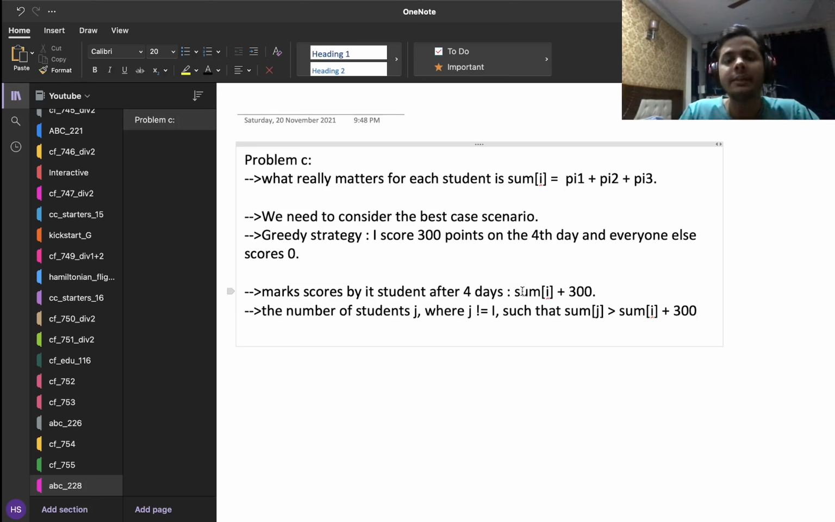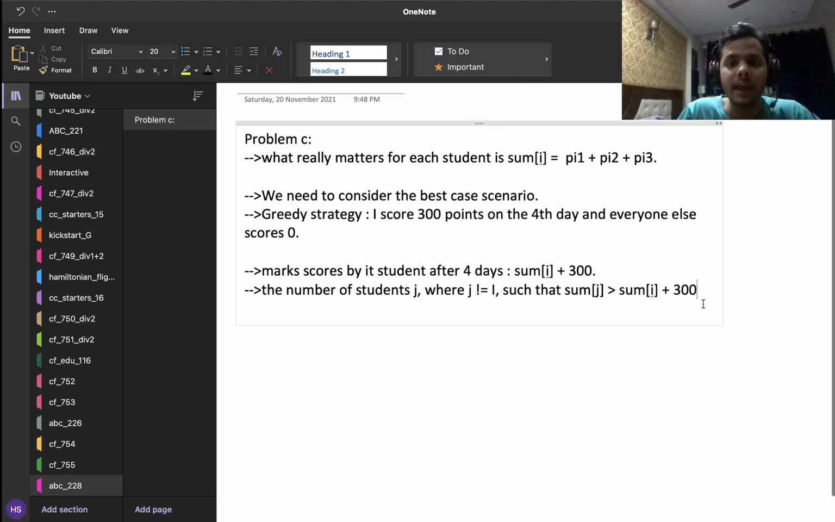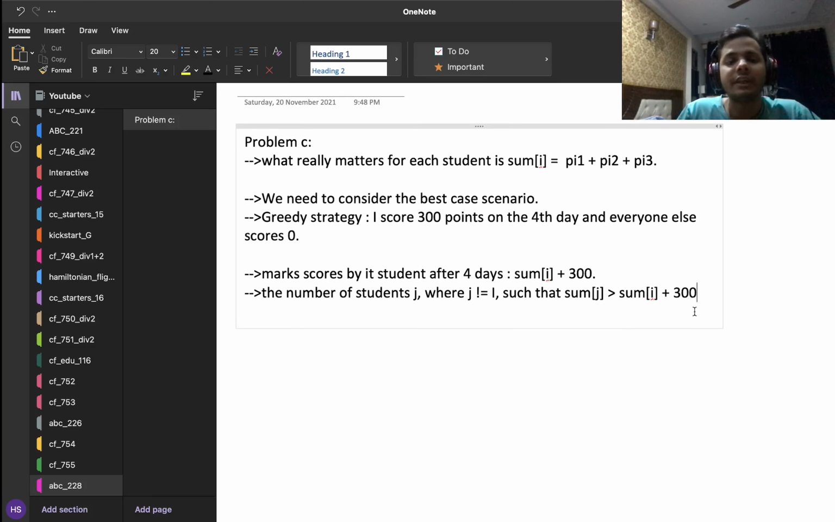Why? Because I need to calculate my rank, and my rank is going to be 1 plus the number of people who scored strictly greater than me. My score is sum of I plus 300, and for all the other j's which are not equal to I, the score is just sum of j. So I want to find the number of j's such that sum of j is greater than sum of I plus 300, and let's say that number is x, then my rank will be 1 plus x. And once I have determined my best case rank, if my best case rank is less than or equal to k, then the answer would be yes, otherwise the answer would be no.